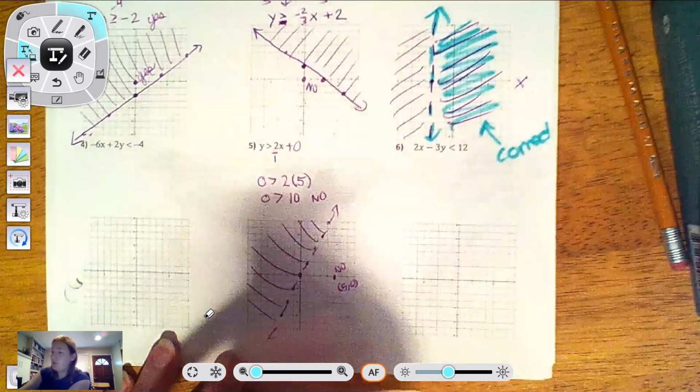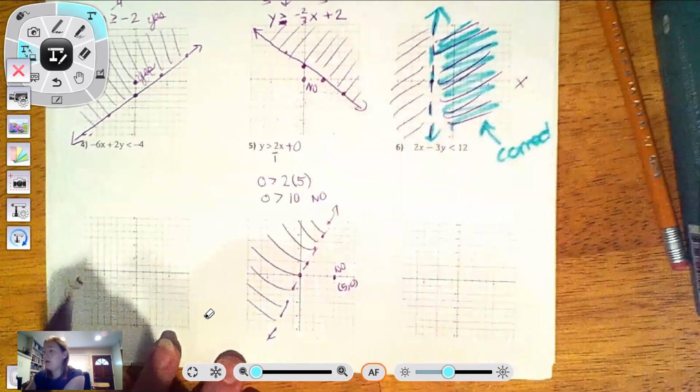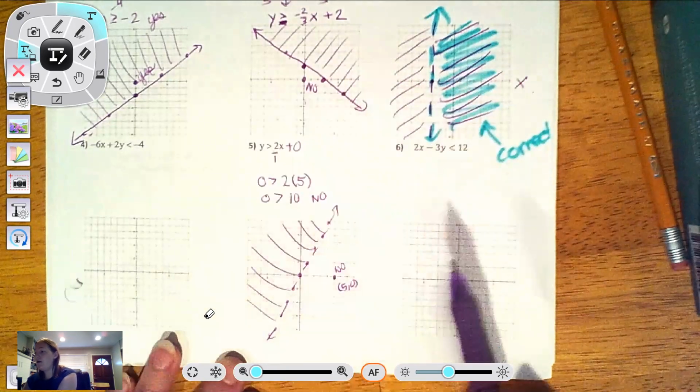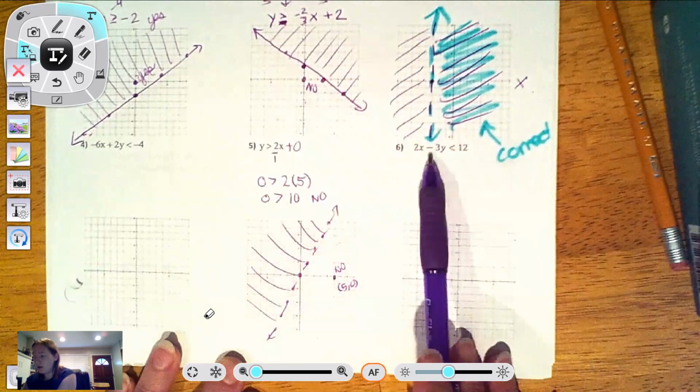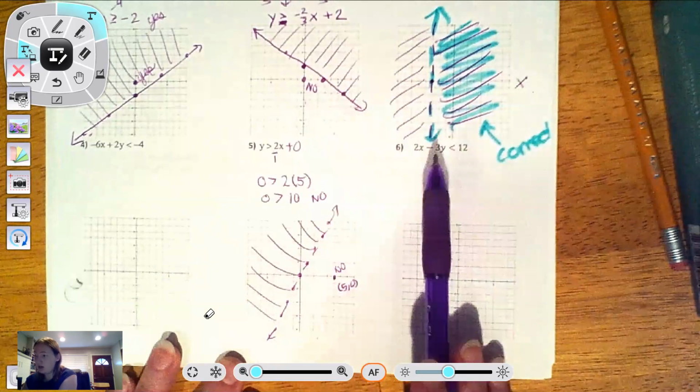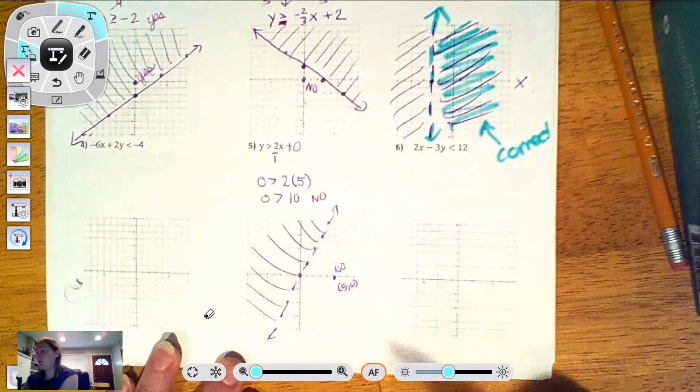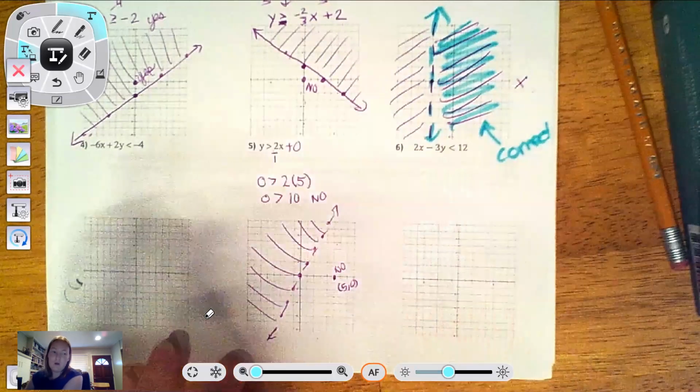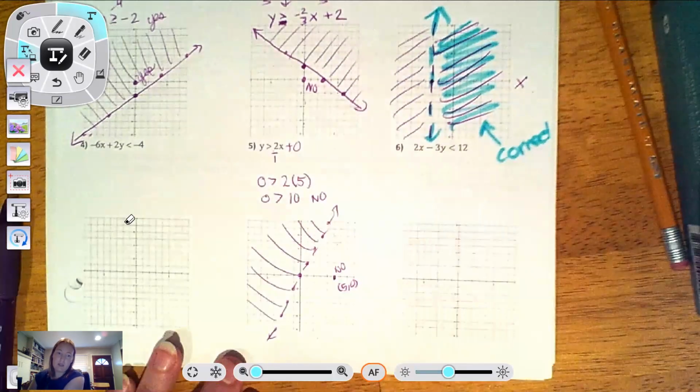So I would shade the other side. Otherwise, these other 2 are just practice with rewriting and practicing the yes and the no. And this one is practicing, we're going to end up dividing by negative, so switching the inequality symbol, and just more practice with the dashed line. Would you like me to do 4 or 6?